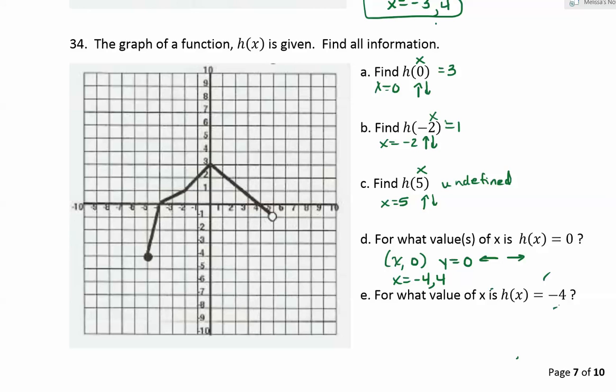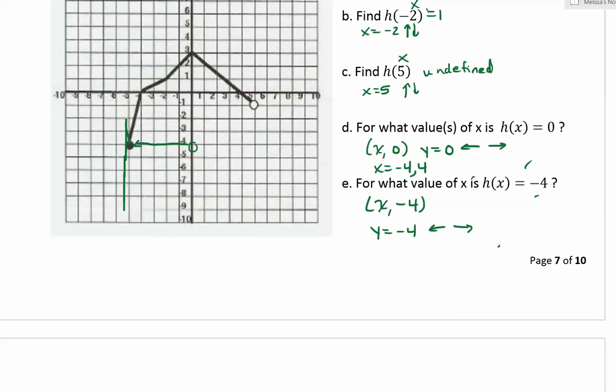And for our last example, for what value of x is h of x equal to -4? So we don't know x, but we know y is -4. So go to y equals -4, go left and right to hit the graph. So y equals -4 is down at the bottom, and you have to go left, and you hit the graph at a closed-in point, and that's corresponding to x equals -5.